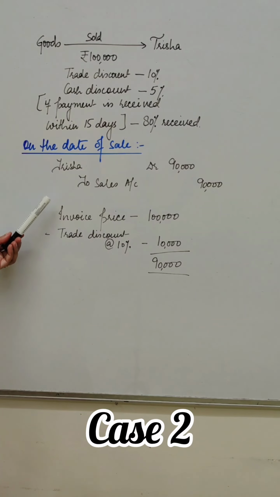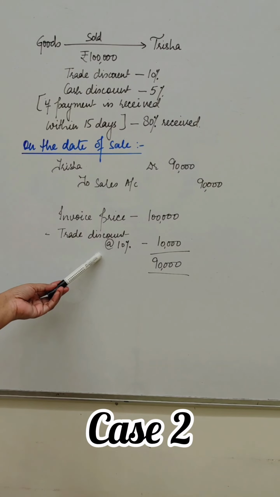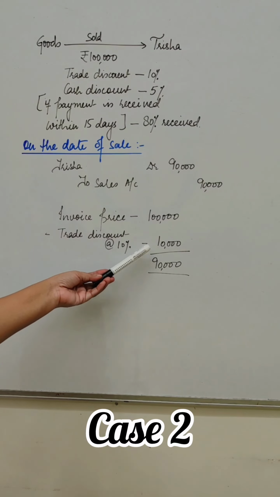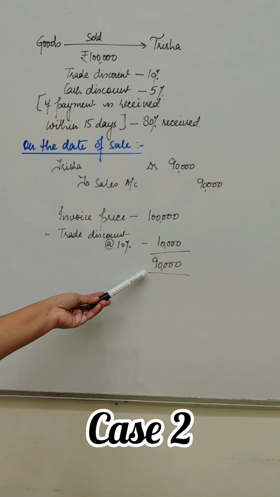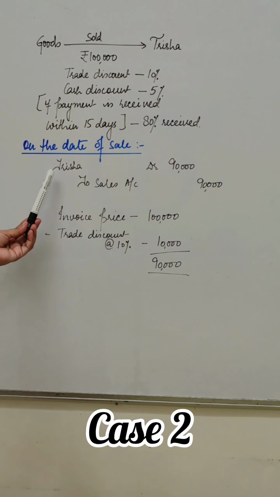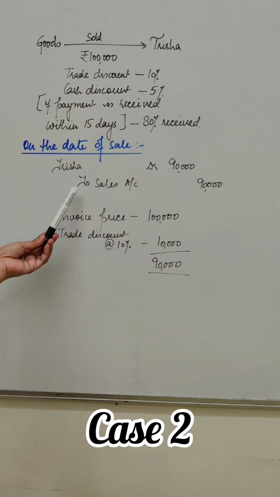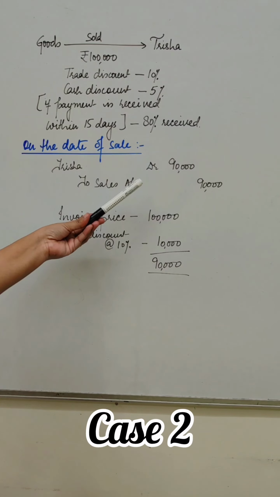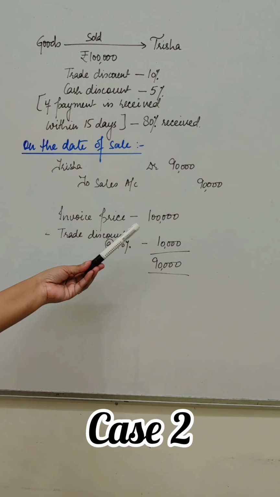First of all, its accounting treatment. The invoice price of the goods was 1 lakh, and on this a trade discount of 10% is 10,000. So 90,000 is the net sale. So the entry on the date of sale will be Trisha to sales account, and the amount recorded will be 90,000 since trade discount is not to be recorded.